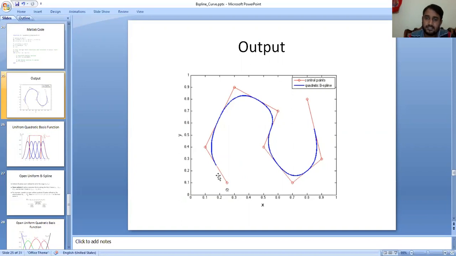So this is the spline we can see here. It consists of... Now you can see here that this B-spline curve is not passing through the endpoints. Now this is the drawback of the uniform B-spline curve. Now why does this happen?